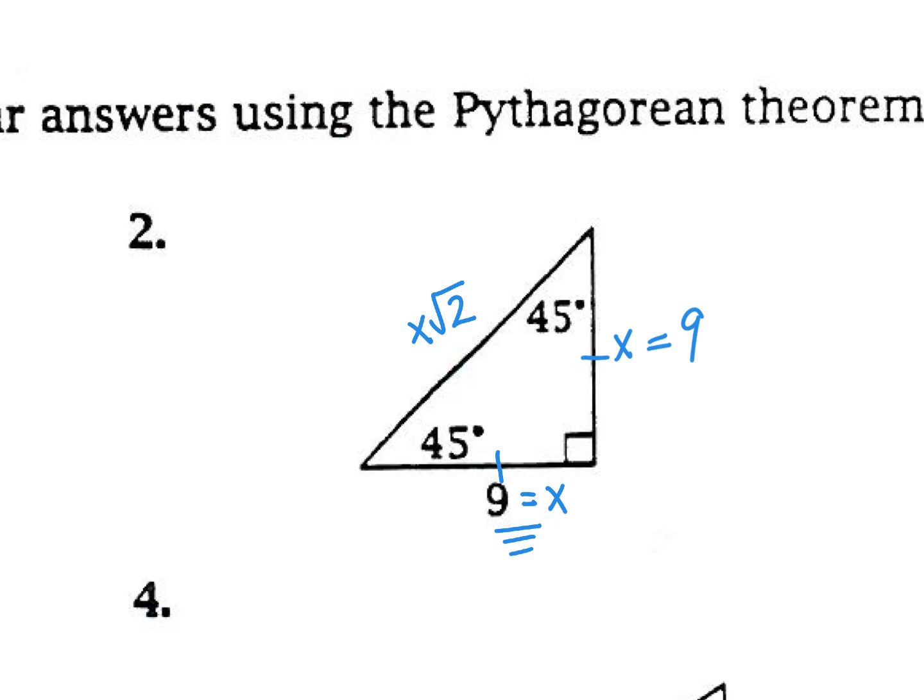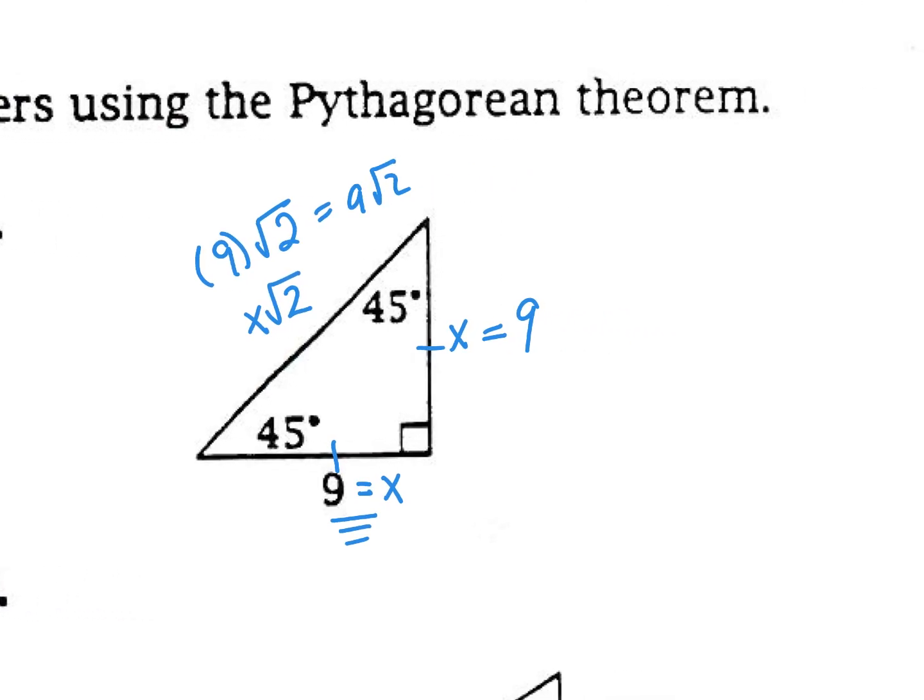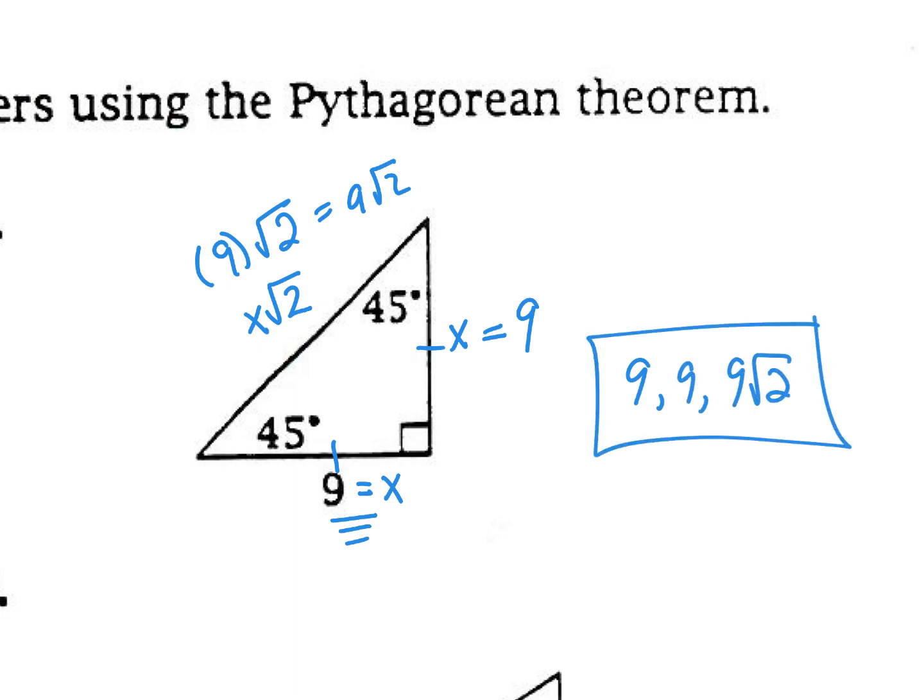All right, last bit. So this hypotenuse is X root 2. We know what X is. It's got to be a 9. So this side here is just 9 square roots of 2. So if you're writing your answers, smallest to largest, 9 and 9 are the same. 9 square roots of 2 is a bigger number. So that your triangle is solved. You found every angle and every side.